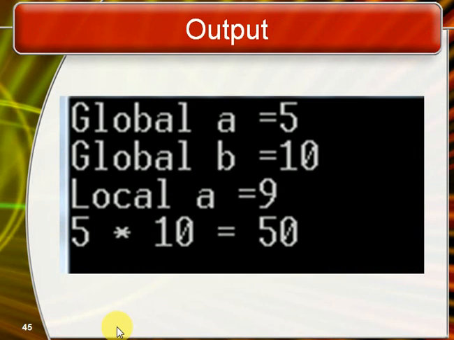Now let us look at its output. Global a is 5, global b is 10, local a is 9. It's important to observe that the value of the local variable is not changing the value of the global variable, that is 5. So it's a multiply b, that is 5 multiply 10. Both are values of global variables a and b, and the result is 50.